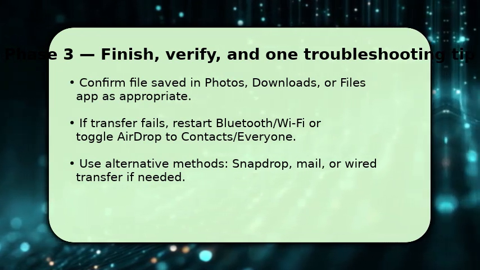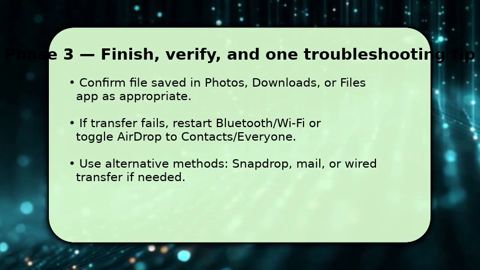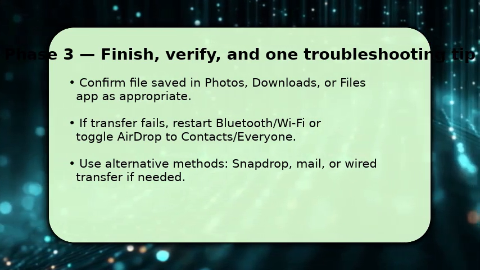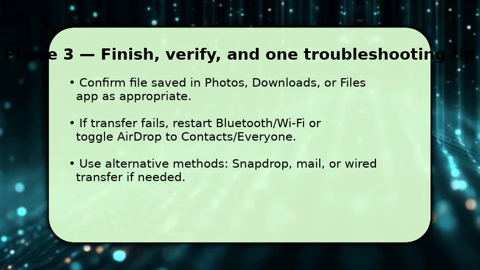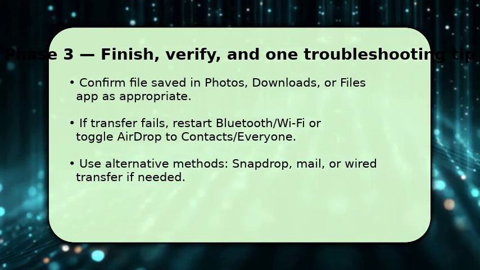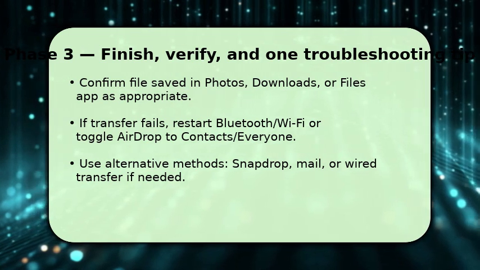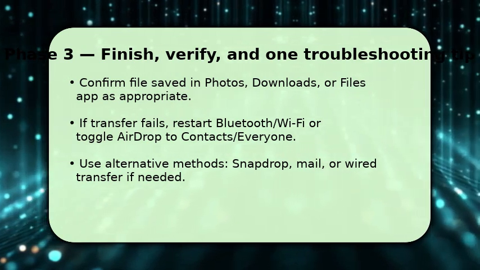If the transfer fails, first restart Bluetooth and Wi-Fi on both devices, then retry with AirDrop set to everyone. This clears discovery glitches. If problems persist, use a web LAN tool like Snapdrop, email the file, or connect with a cable for a wired transfer.